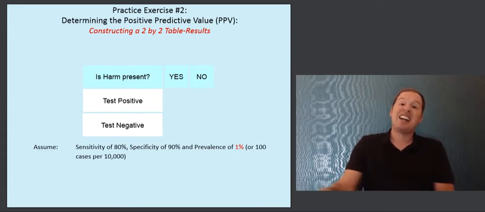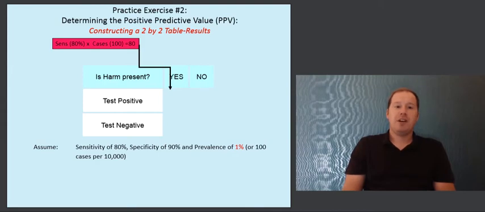Let's keep the test accuracy the same, 80% sensitivity, 90% specificity. We would predict, if you remember back to the last lecture where we said that tests are very sensitive to the prevalence in the population, a huge decrease in the PPV as a result. Let's see what happens. To test in the upper left quadrant for harms that are present where we're going to get true positives, we multiply the sensitivity times the number of cases. In other words, 80. That's the number of true positives.